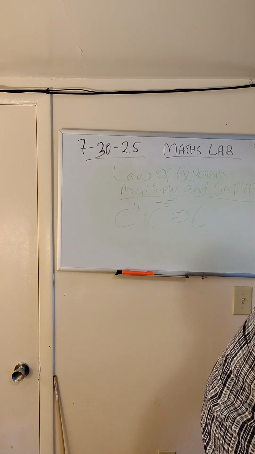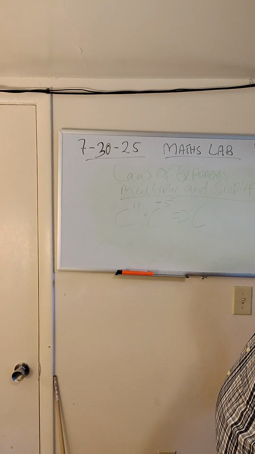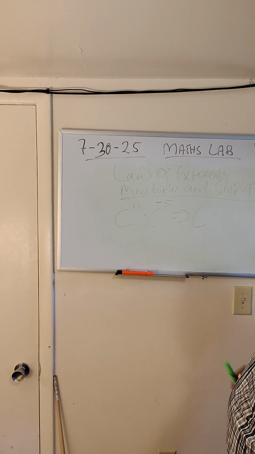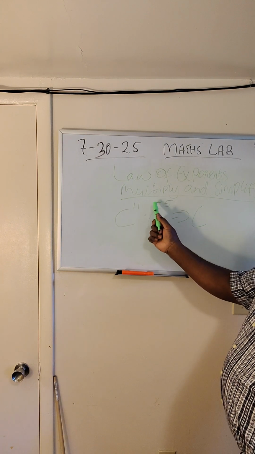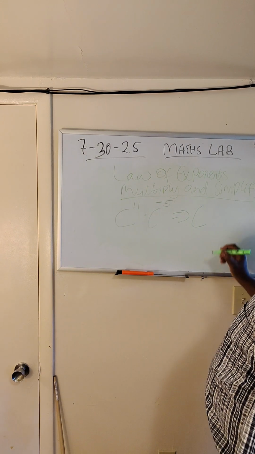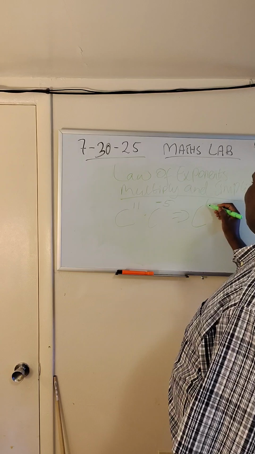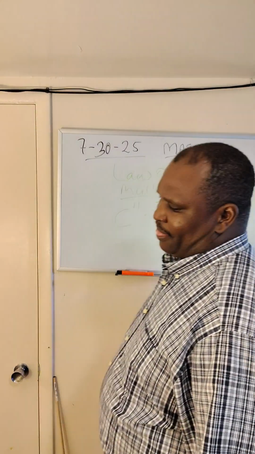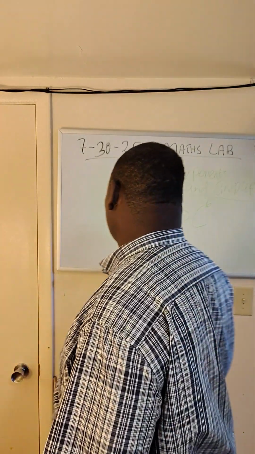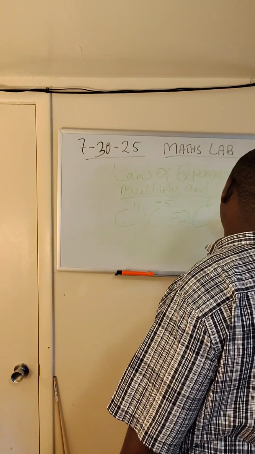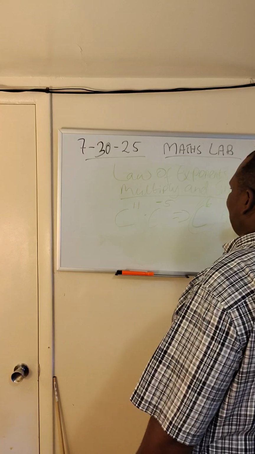And then now the exponents, we are just going to subtract. They made it really easy for us, so we're going to subtract 5 from 11, or 11 minus 5, which gives us 6. So c raised to the power of 6 is the answer.